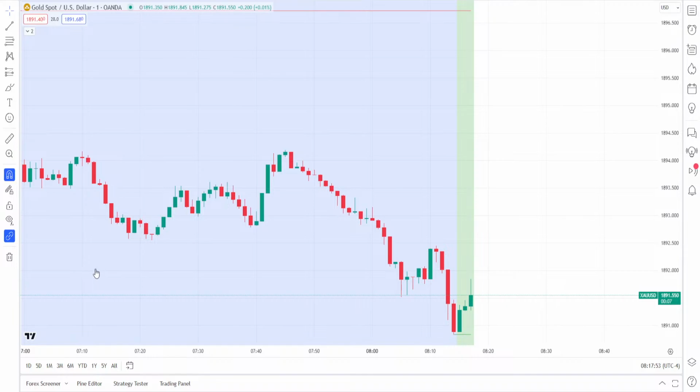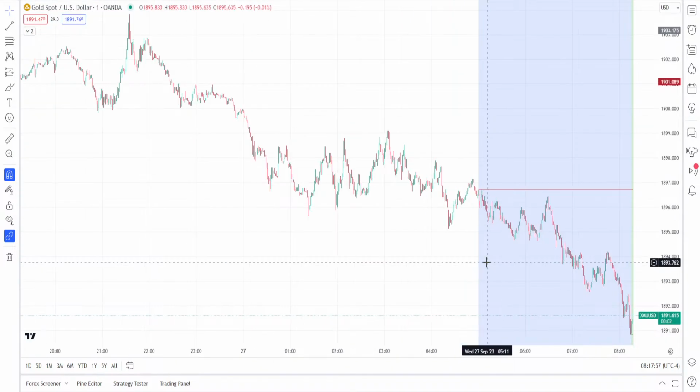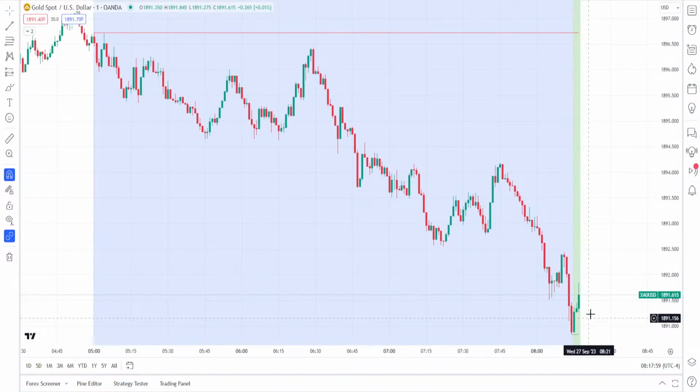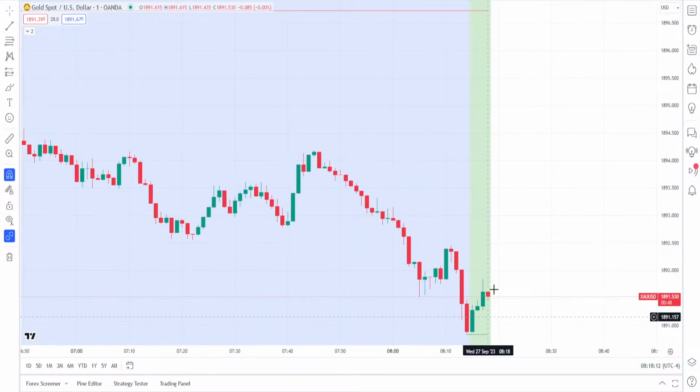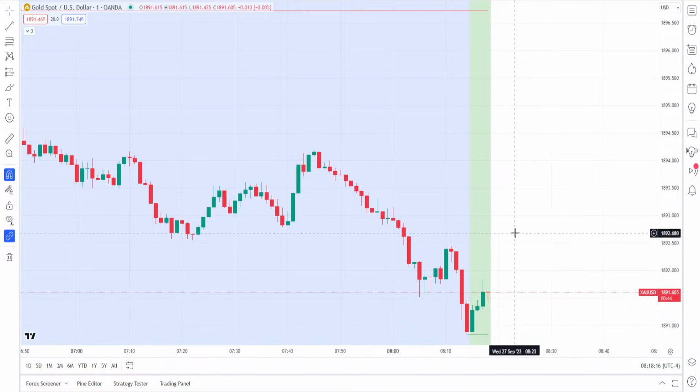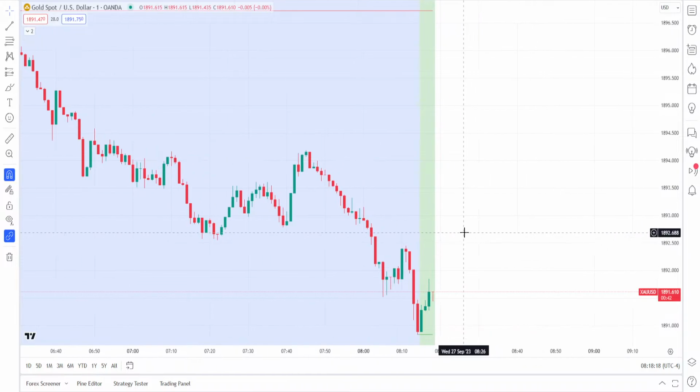Alright, so here we got gold. It's been trending down, but we're looking for a bullish signal. What we're going to do is simply wait for price to drop down below here and give us a trade signal to go up. We do have news today.